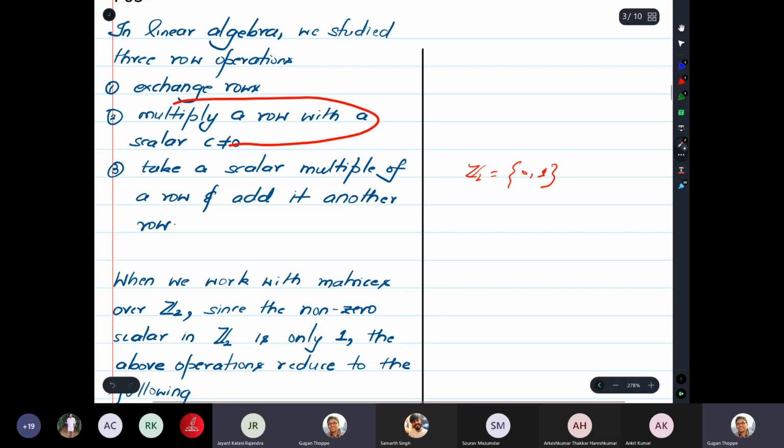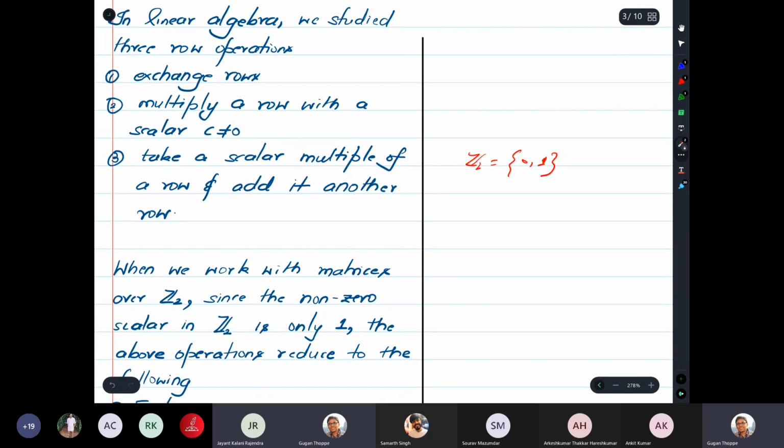When we were dealing with row operations over matrices defined over a real or complex field, we could multiply a row with some non-trivial scalar, like 2, maybe pi, maybe 100, maybe -2, and so on. All those things were allowed because both the set of complex numbers and the set of real numbers have infinitely many non-trivial scalars. However, in Z2, we only have one non-trivial scalar element. So this operation from that perspective is redundant. We don't have to specify it. This operation is really doing nothing.